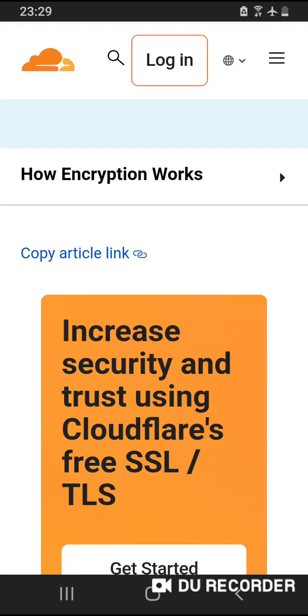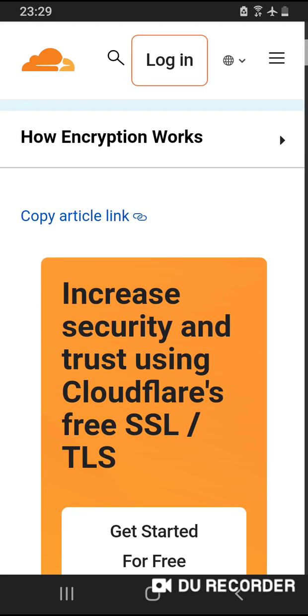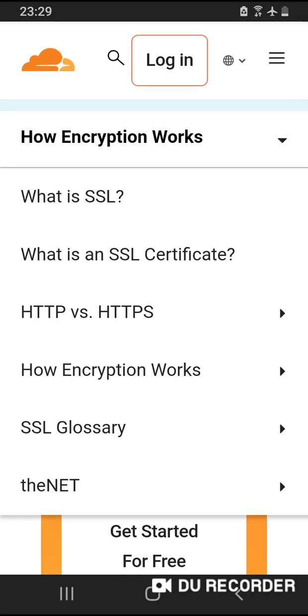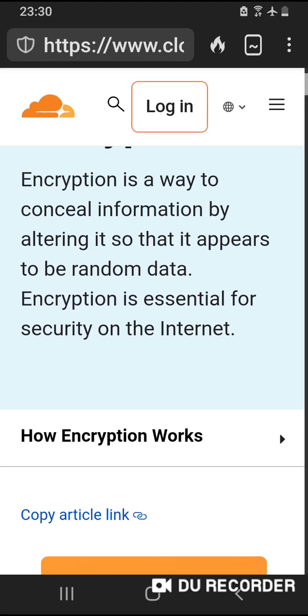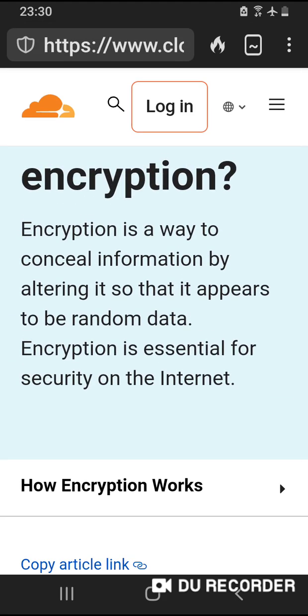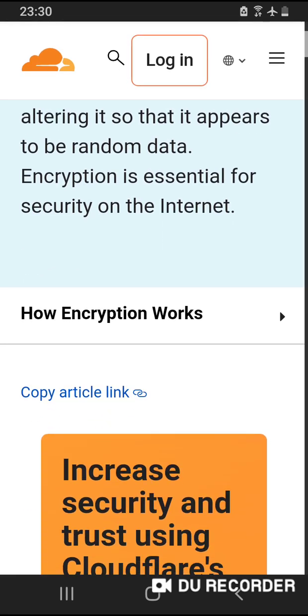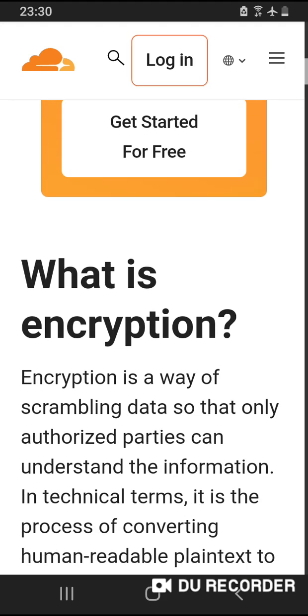Look at that. Look what we're gonna go over: What is SSL? What is an SSL certificate? HTTP versus HTTPS. How encryption works. SSL glossary. And we want to know what encryption is. It told us again, a way to conceal information by altering it so that it appears to be random data. Encryption is essential for security on the internet. So this is for your security.